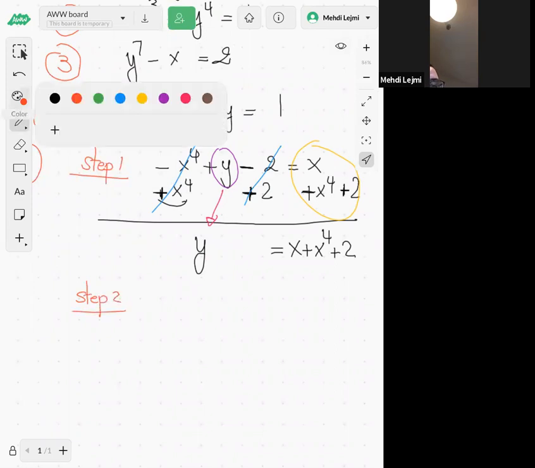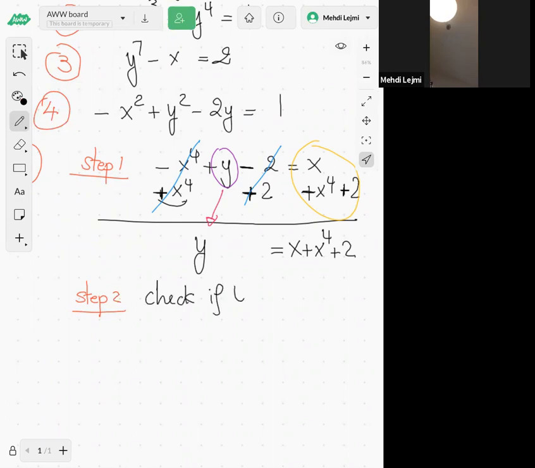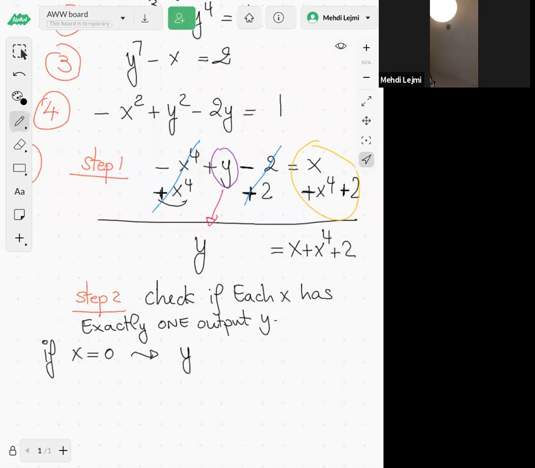So step number 2. I have to check if each x has exactly one output y. You can probably just take 1 or 2 values of x to check. For example, if x is 0, then y would be 0 plus 2, that would be positive 2. But anyway, the point is we have exactly one output, which is 2.